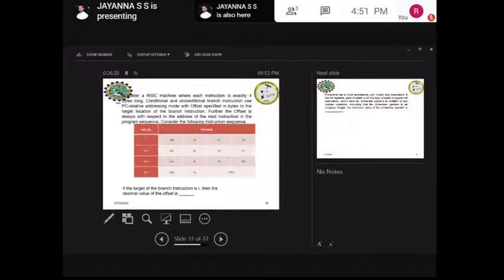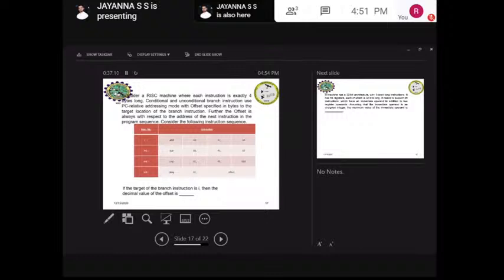So let us consider the next question. Here consider a RISC machine where each instruction is exactly 4 bytes long. Conditional and unconditional branch instructions use PC relative addressing mode with the offset specified in bytes to the target location of the branch instruction. Further, the offset is always with respect to the address of the next instruction in the program sequence. So consider the following instruction sequence. If the target of the branch instruction is I, then the decimal value of the offset is. You have to calculate the decimal value of the offset for the branch instruction.